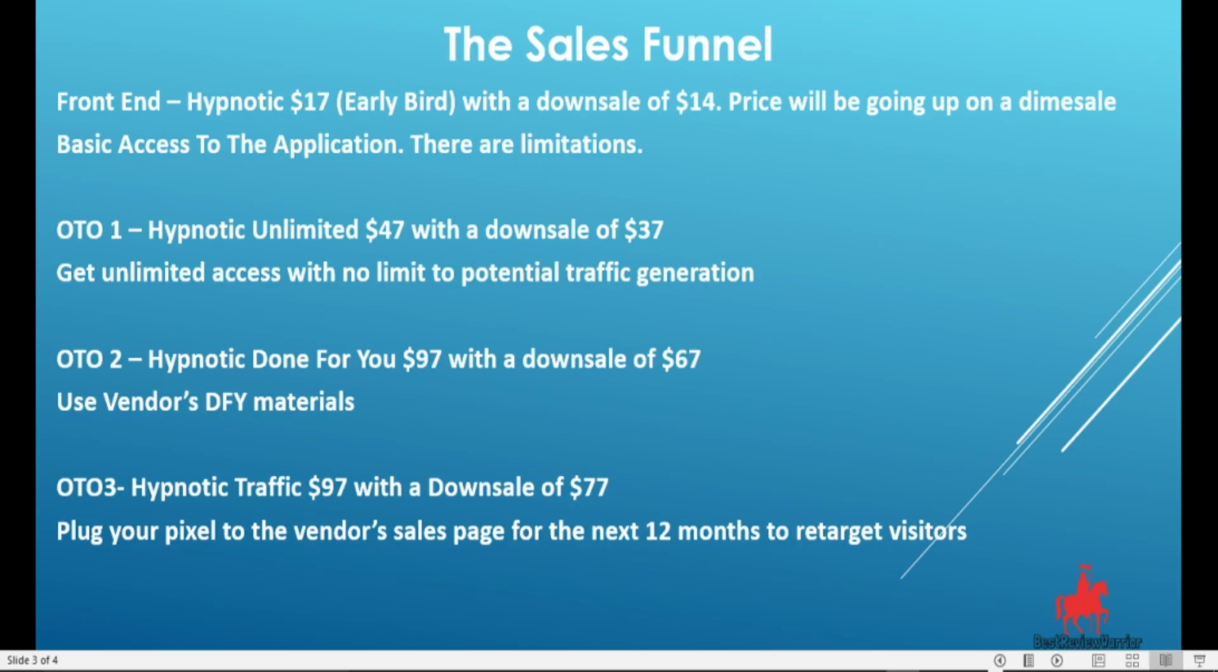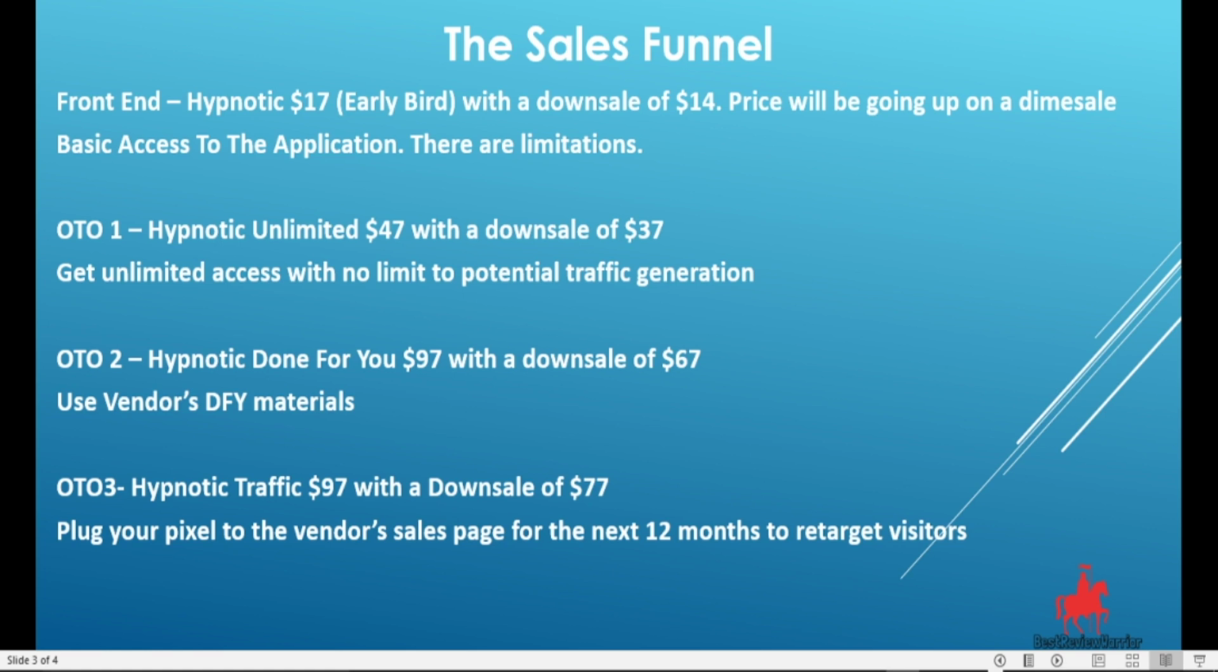The front end of Hypnotic will be going for an early bird price of $17, and it will have a downsale of $14. So if you access the page, you will see the price, it will come to you at $17. But when you attempt to leave the page, it will flag that you have a discount, so you can pick it at that discount of $14. Now, what do you get in the front end? You get essentially everything I have showed you. However, there are limitations to how many campaigns you can run.